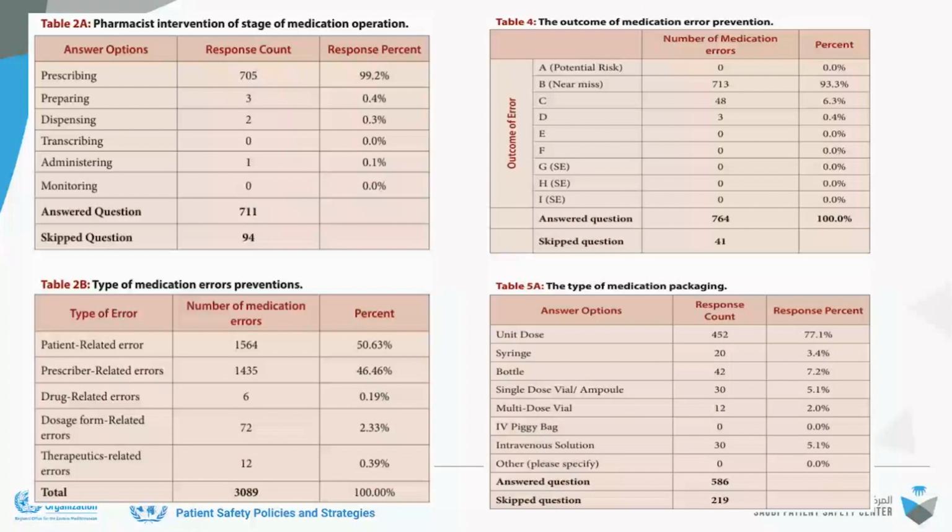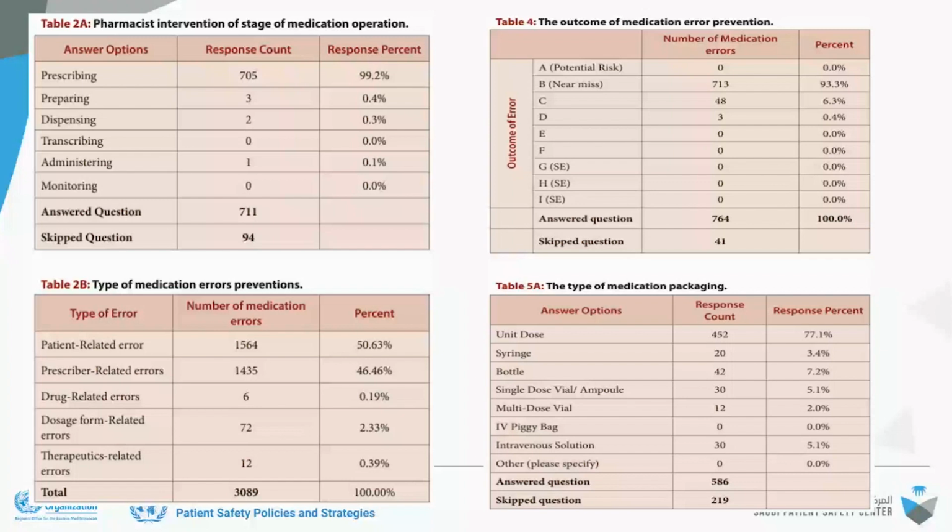Like the outcome of medication error, we found the majority of them, alhamdulillah, reach the near miss, which is where an error occurred but did not reach the patient, no harm to the patient. Okay, and we have some sentinel event. We don't have any sentinel event, and so on. You can segregate, identify, and determine which type of medication packaging.